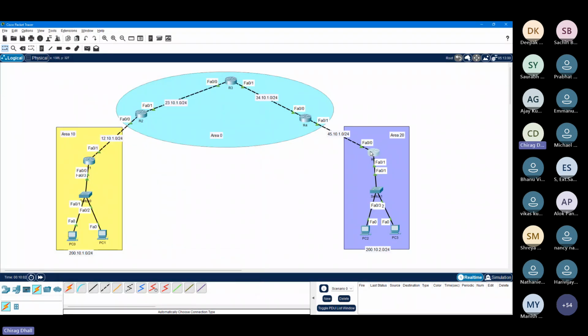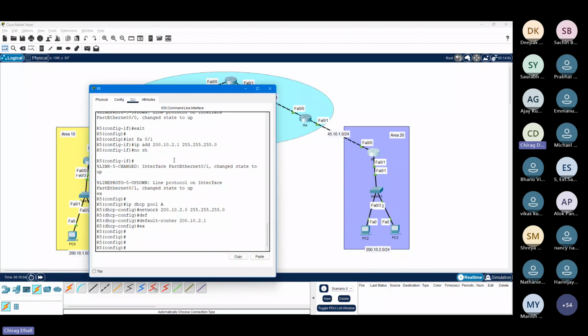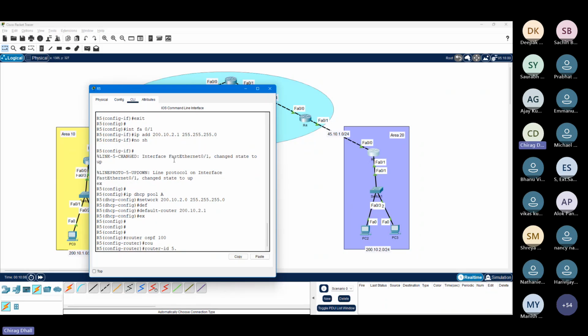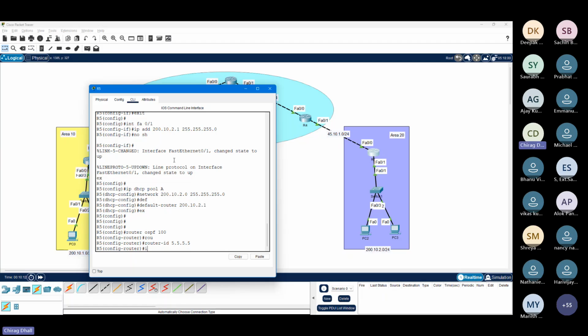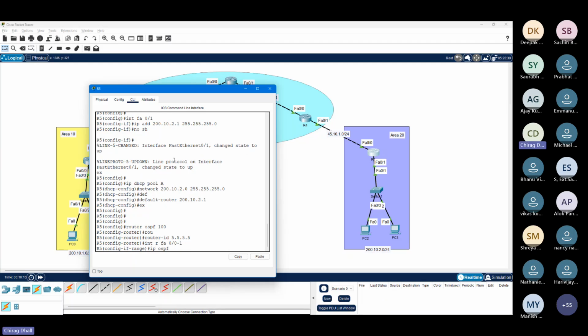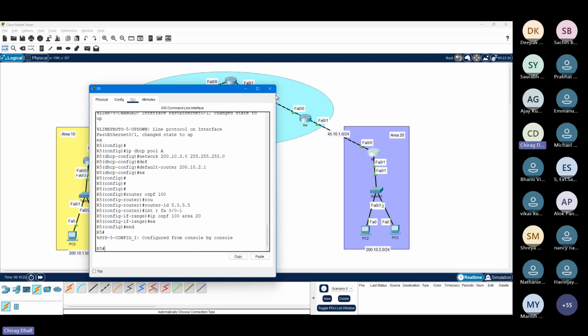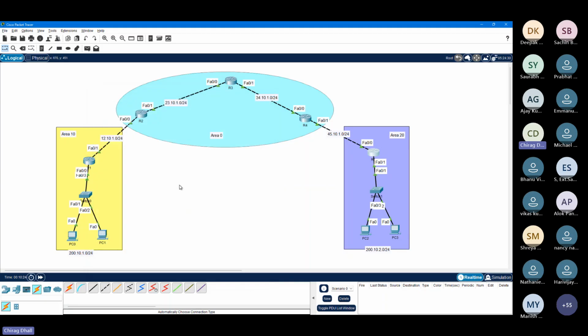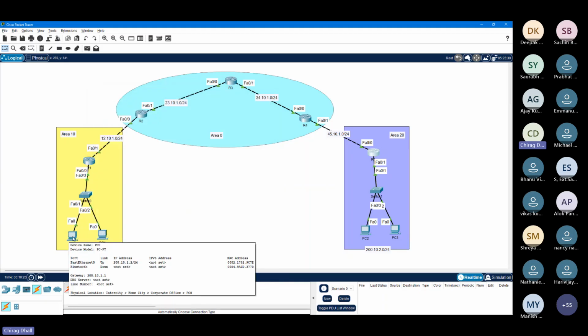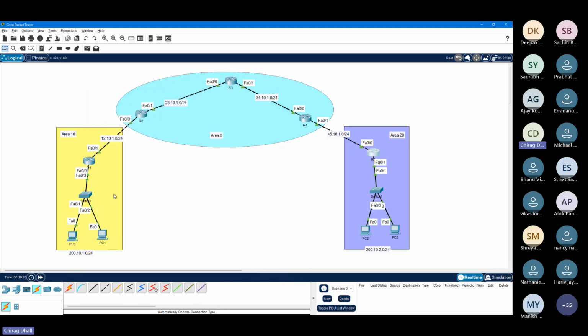Then finally, this router number 5, both interfaces will participate in area 20. So router-id 5.5.5.5, interface range FA0/0 to 1, ip ospf 100 area 20. Exit. And that's all what we need to do. We will wait for some time and then we'll test the communication from PC0 to PC2.